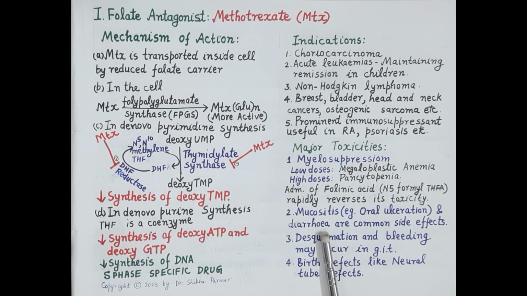diarrhea. These are the common adverse effects of methotrexate. Desquamation, that is peeling of skin, and bleeding may occur in the GIT. Birth defects like neural tube defects can occur due to folate deficiency. So, this is the pharmacology of methotrexate.